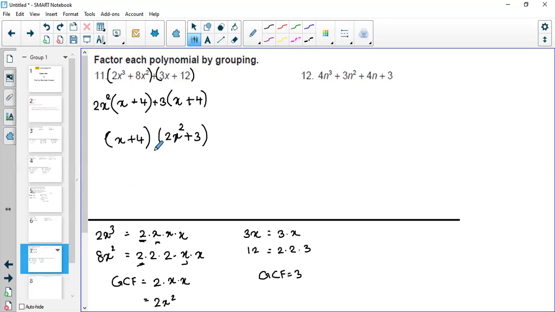If you would multiply them using the FOIL method or using the vertical method, definitely your answer will be this particular polynomial. That's how you can check.